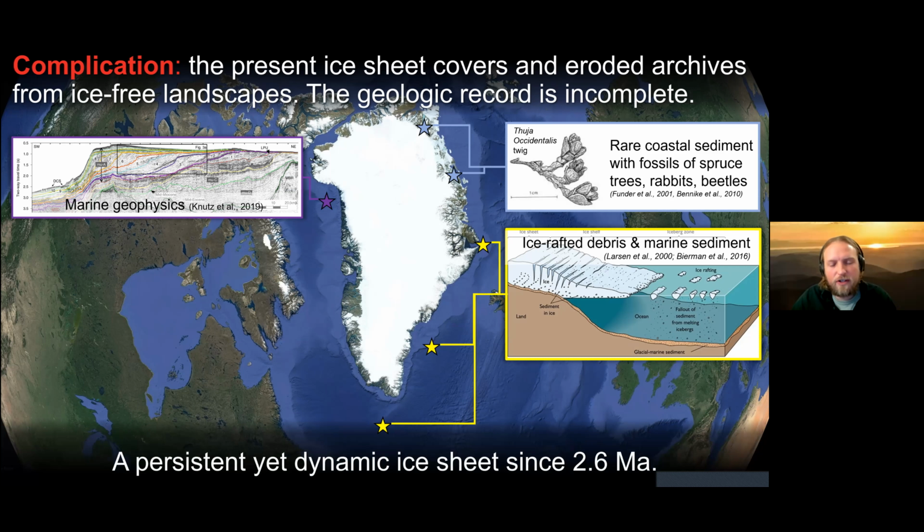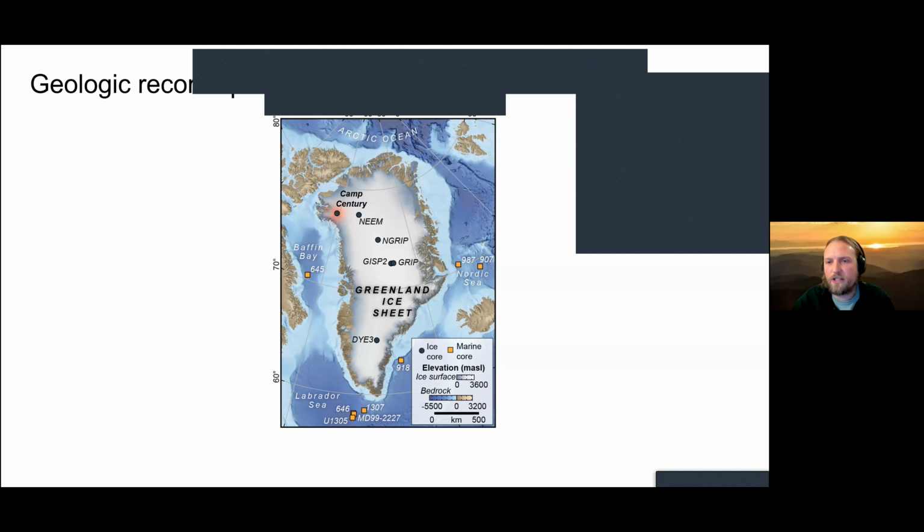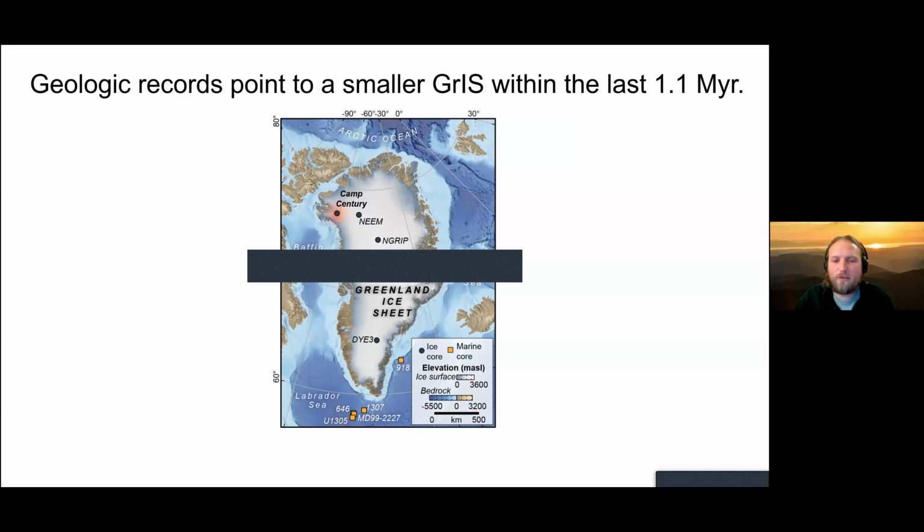So what we've learned from these longer term geologic records of the Greenland ice sheet is that we have an ice sheet that is largely persistent throughout the Pleistocene, but dynamic, capable of expanding and contracting. We can then go and look at the bottoms of ice cores to learn more about this geologic history. And so when we compile the offshore and ice core basal material geologic records, it looks like the Greenland ice sheet must have been smaller at some point within the last 1.1 million years.